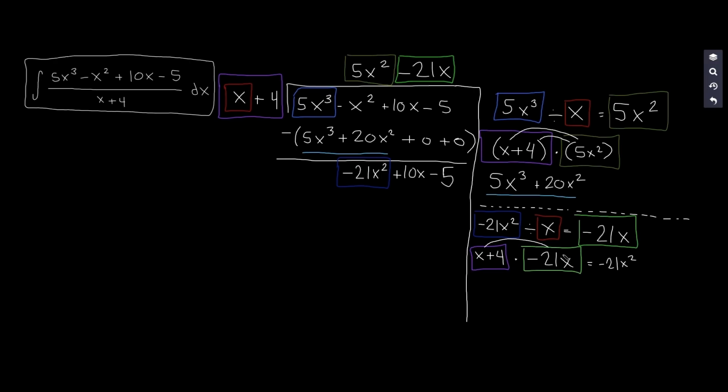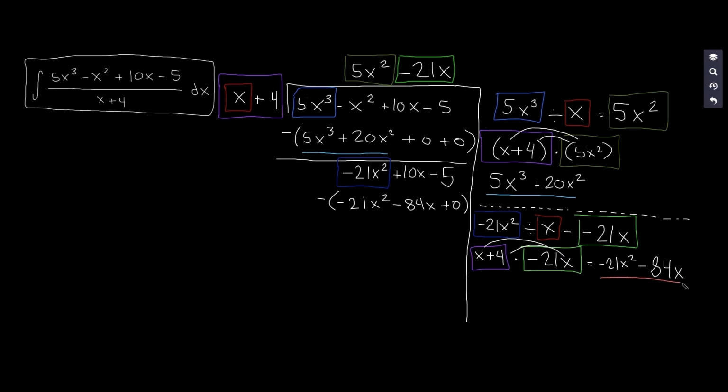And negative 21x times 4 is going to be 84, so we'll do negative 84x. What we'll do now is subtract negative 21x squared minus 84x from what we have here in the dividend, left over from our first round of long division. I'm just putting the plus 0 for clarity. You don't have to do that.